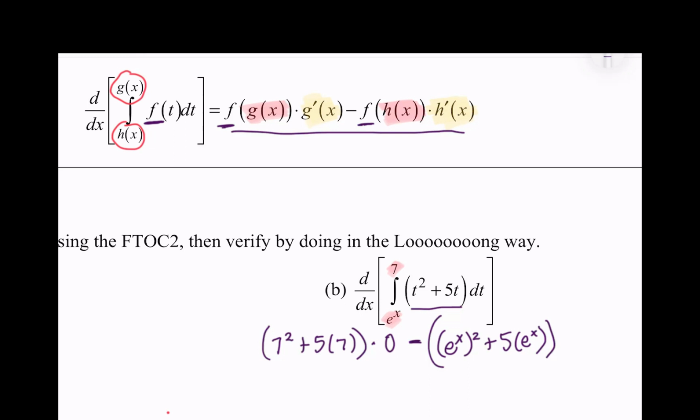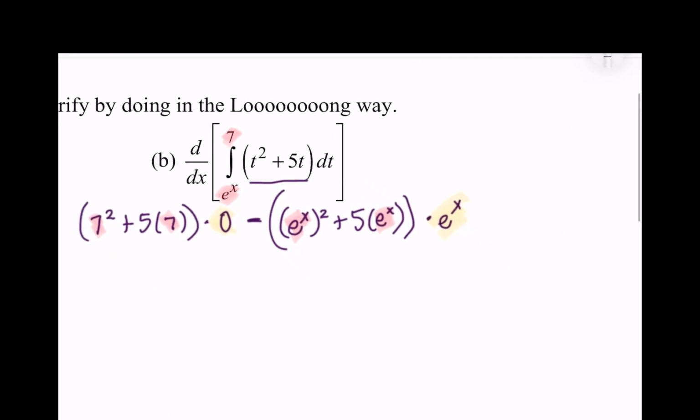And then I have to multiply times the derivative. The derivative of e to the x is just e to the x. So there's my chain rule. So in red, I'll put where my bounds are. So that's when I plugged in the 7s and the e to the x. And I plugged those into my f. And then in yellow, I will highlight where I did the chain rule, right there.